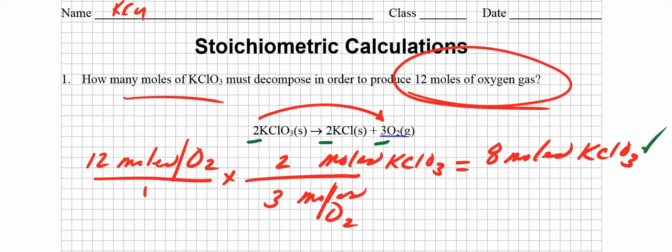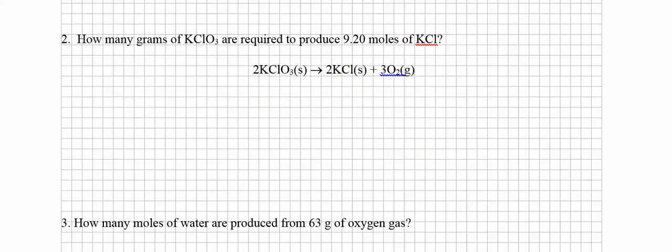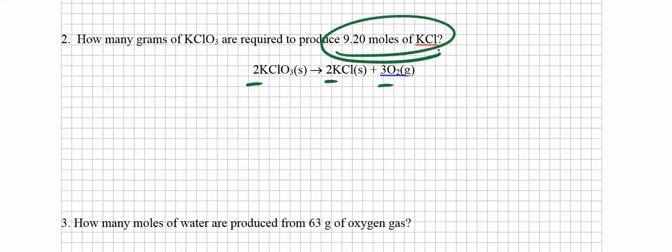Let's look at number 2. Number 2 says how many grams of KClO3 are required to produce 9.20 moles of potassium chloride. And they've given me the balanced reaction. Again, it's 2 to 2 to 3, mole to mole to mole. Let's circle what I've been given. In this case, it's this right here. It's 9.20 moles of potassium chloride. And this time I'm looking for grams of potassium chlorate.